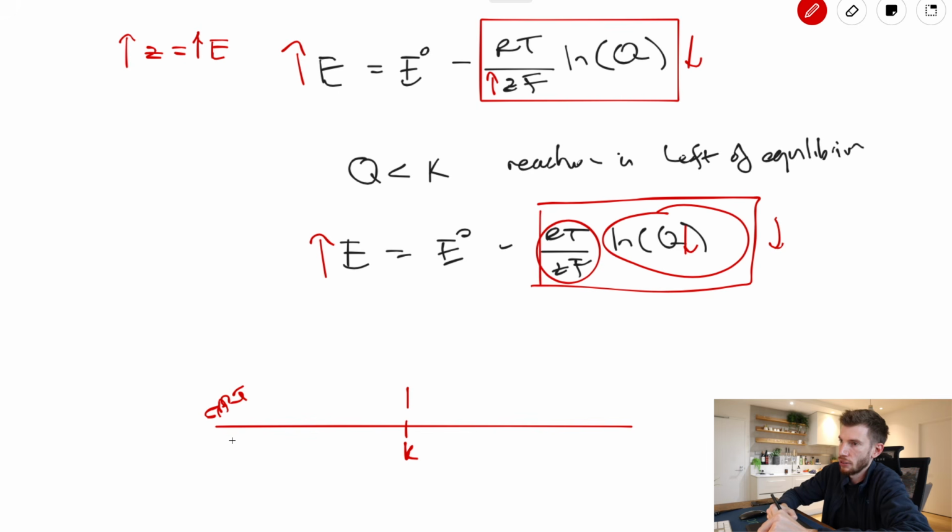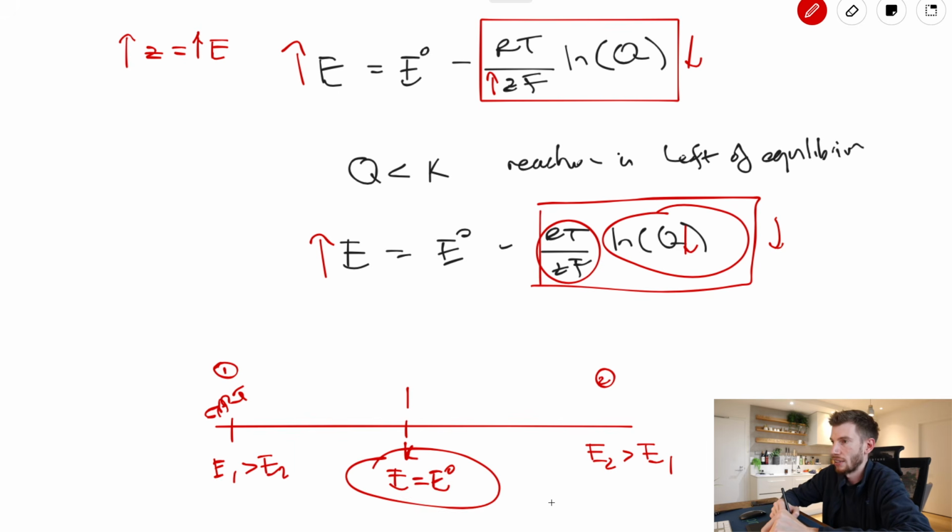The idea is that at this point, anywhere to the left, this is position 1, and we'll call this over here position 2. So that would mean that E in this position is greater than E2, and over here, E2 would be greater than E1, and then at this point, this would be when E is equal to E naught, when it's at its equilibrium position in most cases.